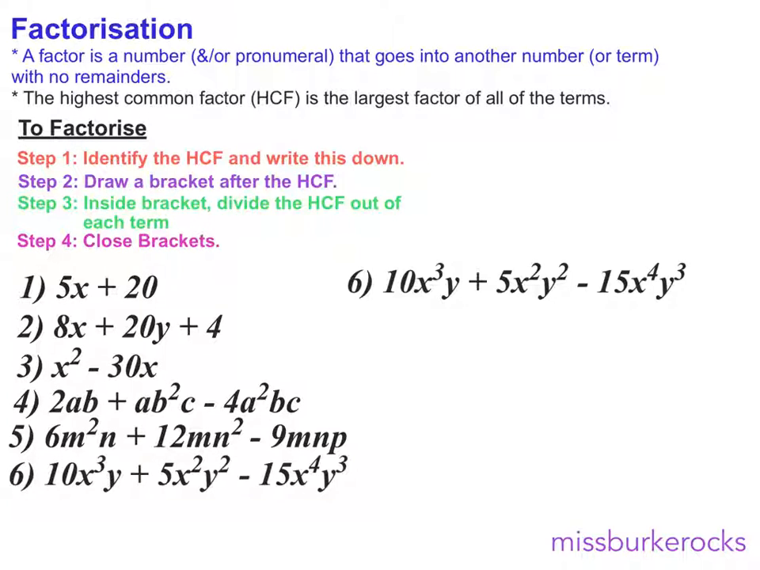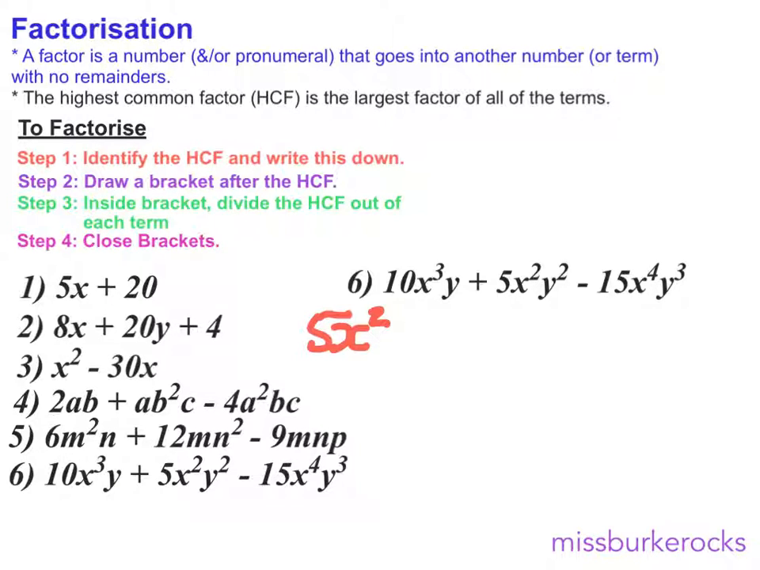So as we did before, we need to work out our highest common factor. So we look at our numerals first of all, or our coefficients as they are here. What goes into 10, 5 and 15 is 5. So we write that down. So write down 5. Then we have a look at our pronumerals. And as you can see, we have x cubed, x squared and x to the 4. So for all of them, I can divide out x squared, so x to the power of 2. So I need to write that at the front here as well. So x squared.